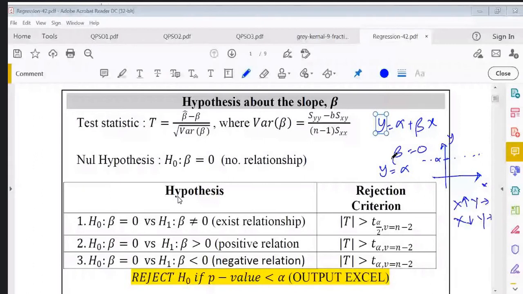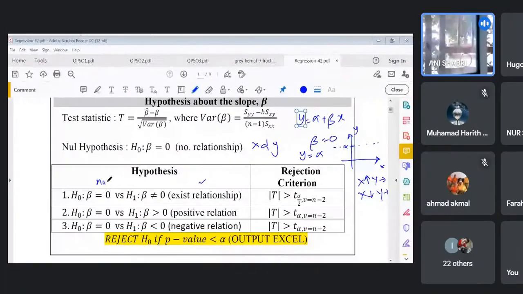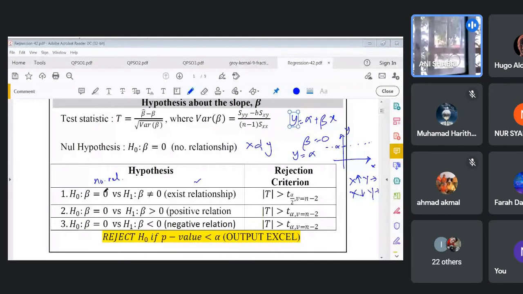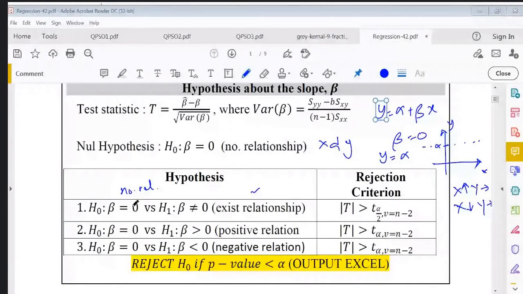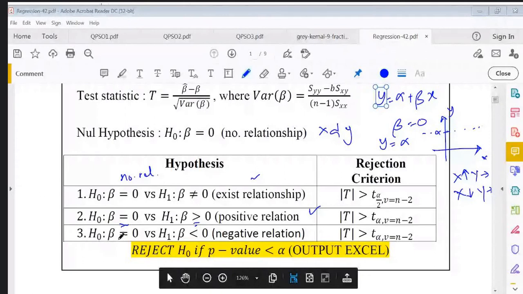Okay, we have three hypotheses. The first one, if you want to test beta equal to 0 against beta not equal to 0, not equal to 0 means a relationship exists. This one exists a relationship, this one no relationship. When we accept H0, it means there is no relationship between x and y. If you want to test a positive relationship, we just put beta greater than 0, and the null hypothesis is still the same, using equal. Same for number 3, if you want to test a negative relationship, beta must be less than 0.